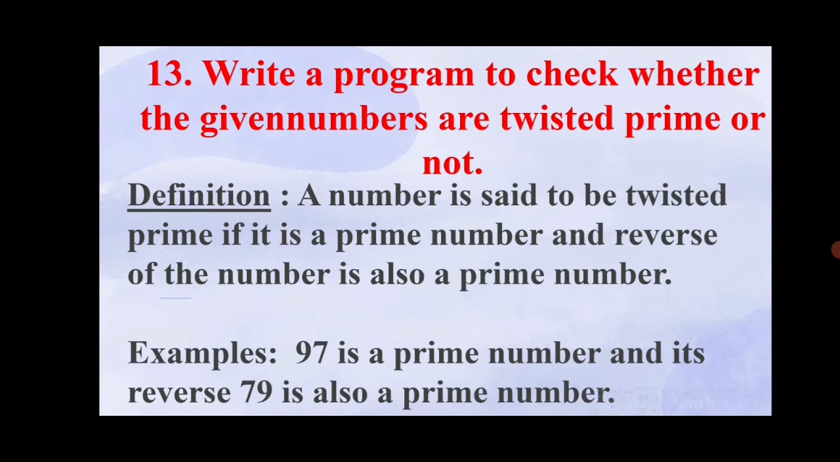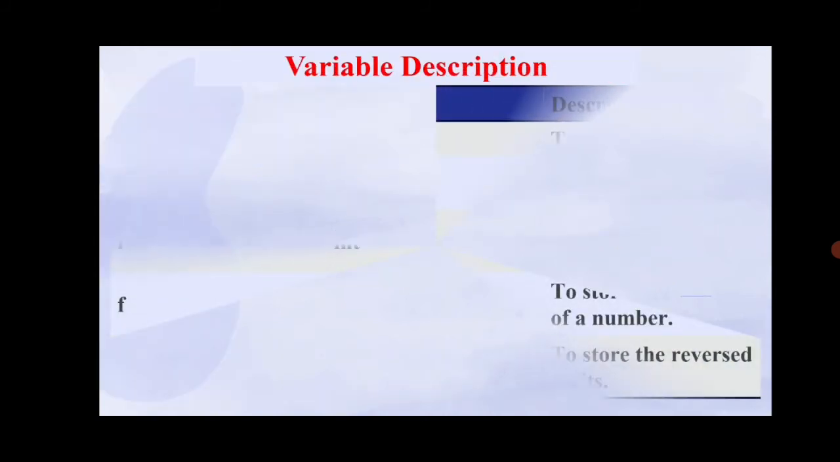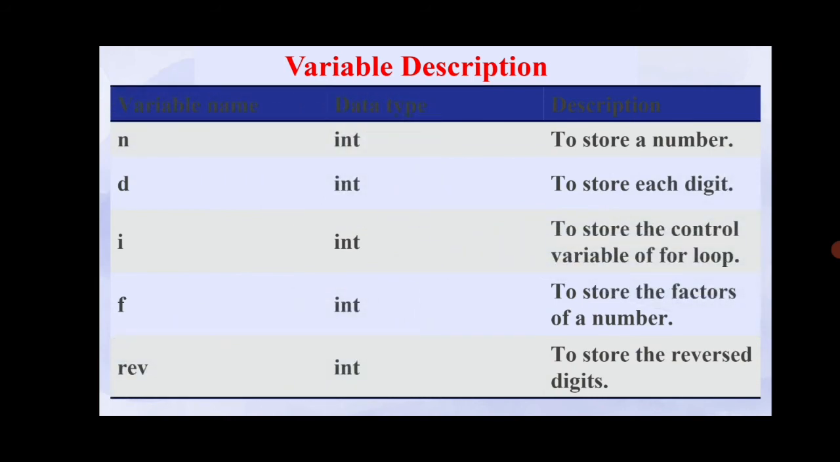Now I would like to teach the variable description for this program. The first one is n, an integer to store a number, and the next one is d. d is an integer to store each digit, and i is an integer to store the control variable of the for loop, and f is an integer to store the factors of a number, and rev is an integer to store the reverse digits of the number.